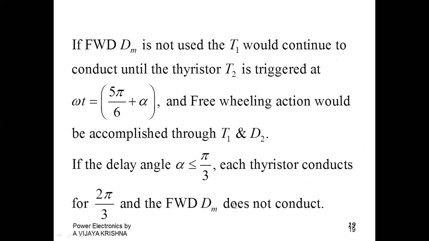Next, the freewheeling diode continues to conduct until the thyristor T2 is triggered at omega t equal to 5 pi by 6 plus alpha, and the freewheeling action would be accomplished through D1 and D2. If the delay angle alpha is less than or equal to pi by 3, each thyristor conducts for 2 pi by 3 and the freewheeling diode DM does not conduct. These are some important points while conducting the T1 D1 thyristors and diodes and also the freewheeling diode.